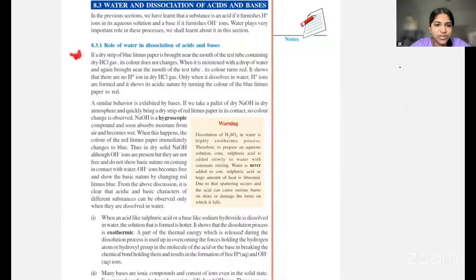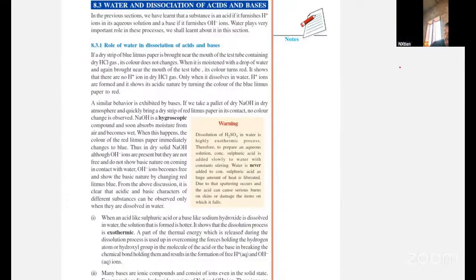Role of water in dissociation of acids and bases. If a dry strip of blue litmus paper is brought near the mouth of a test tube containing dry hydrochloric gas, its color does not change. Now the question can come, and they will write after this: why? So the answer: we know that dry HCl means it doesn't have any moisture content or any H2O. Hence, the ions will not form, the H plus ions will not release, and there will be no change in the litmus paper.